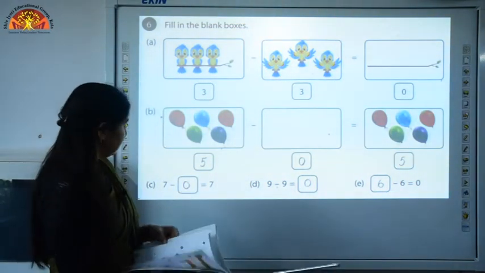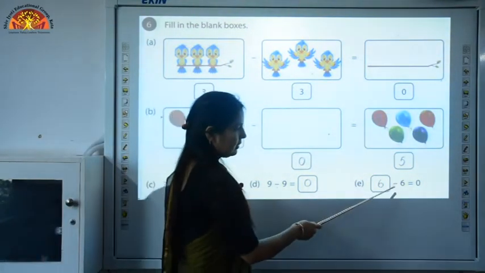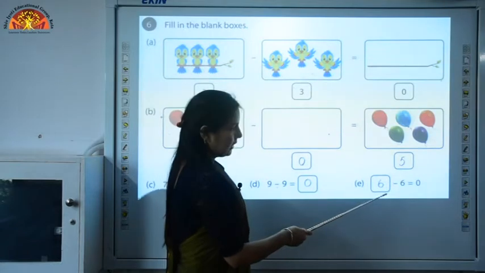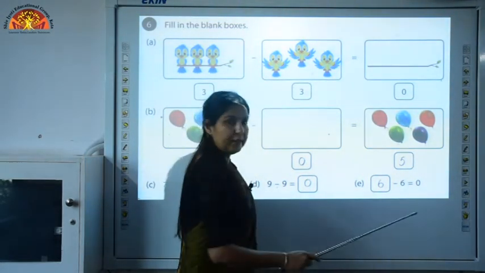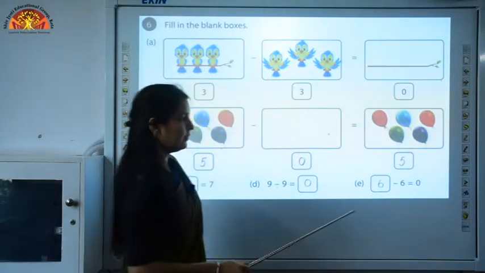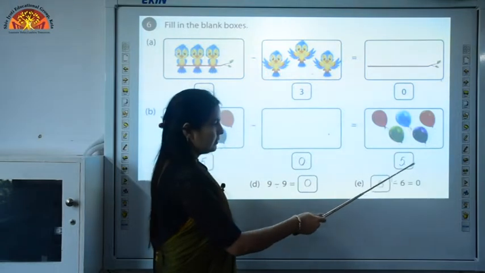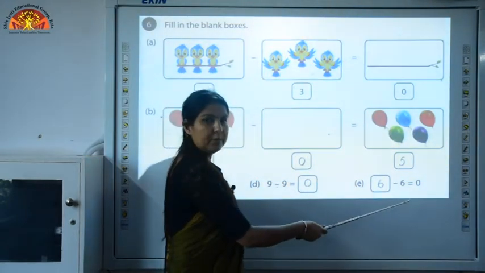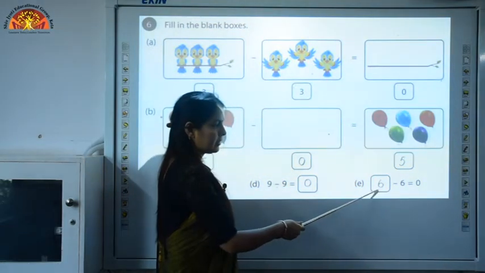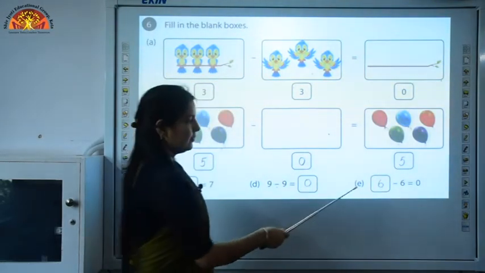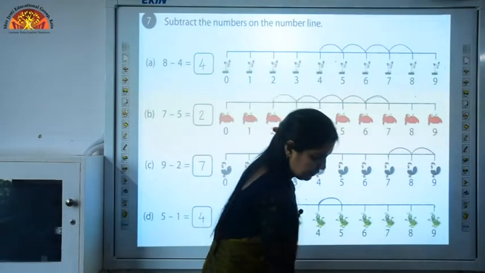Let's see one more. This one, E part of this question. Here the box is blank and there is a minus sign, then 6, then the answer is written 0, and you know which digit we will subtract from this 6, then we will get 0. When we subtract the same number from the given number, the result will be 0. So 6 is given here, so we will write 6 here. We will subtract 6 from 6, then the answer will be 0. I hope you have understood.